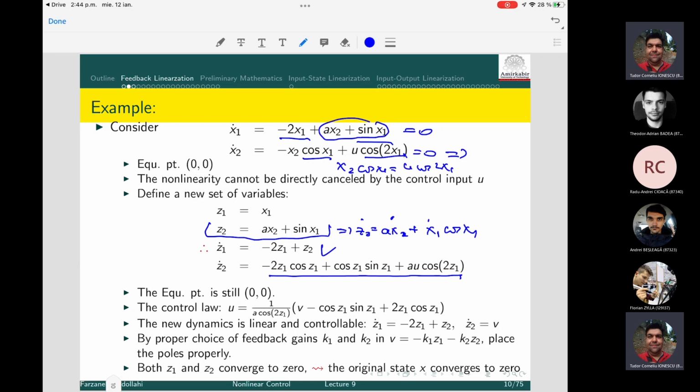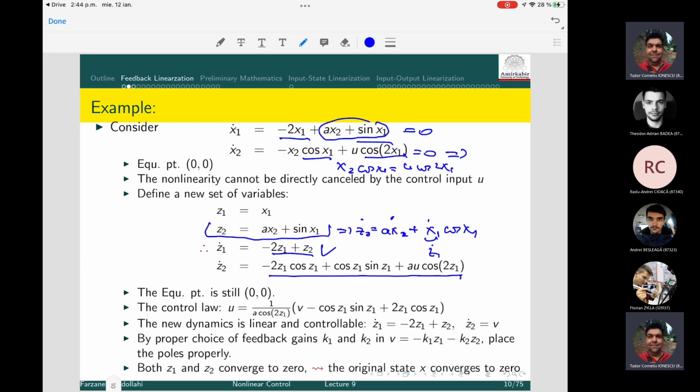Okay, so this is Z1 dot anyway. Z1 dot, and you substitute it from the first equation. X1 is Z1. Okay, look here. X2 dot is this guy, and if you manipulate the second equation of X2 dot, you can get everything in Z coordinates. So you get this system.